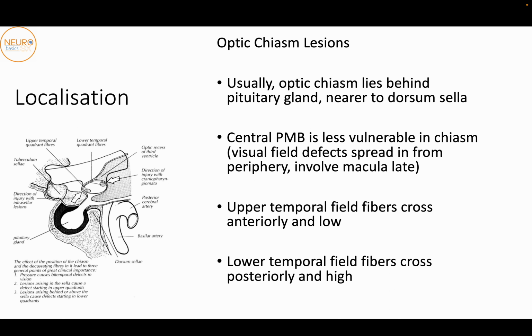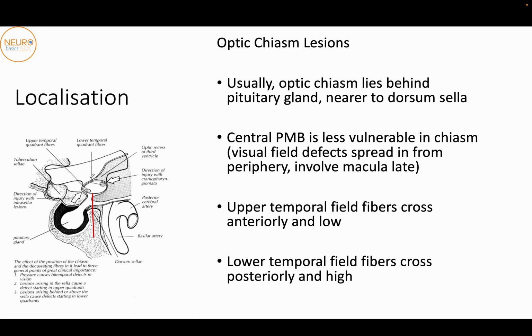We can also have lesions which affect the optic chiasm. So the optic chiasm has multiple different syndromes. Okay, so we've already discussed a few things about the optic chiasm. Now, as we know, the optic chiasm lies usually behind the pituitary gland, as we can see over here, and closer to the dorsum sella. But if it lies on the dorsum sella, it is a post-fixed chiasm. If it lies on the tuberculum sella, it's a pre-fixed chiasm. Okay, most commonly it lies just behind the pituitary near the dorsum sella.